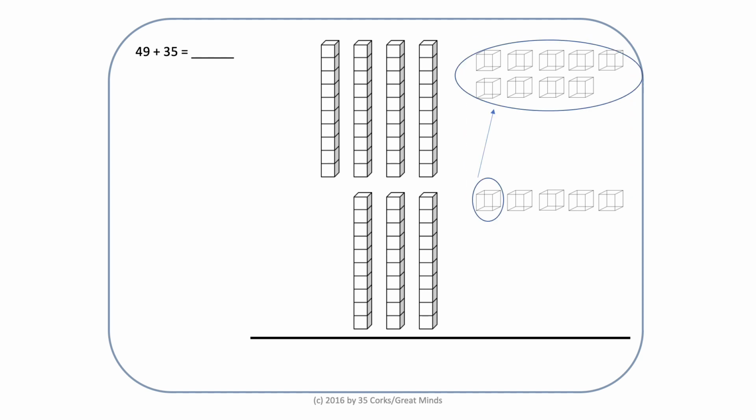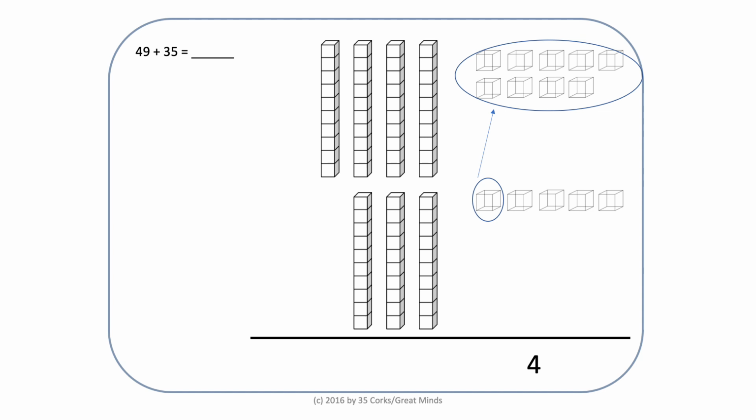So I circled 1 cube from the bottom, put an arrow to the top. I'm making a new 10. But we're not done. How many 1s are left over? How many 1s are not circled? 4. So now we know we have 4 extra 1s.